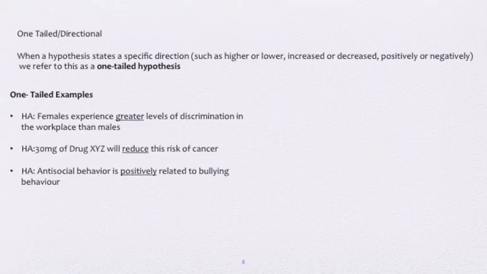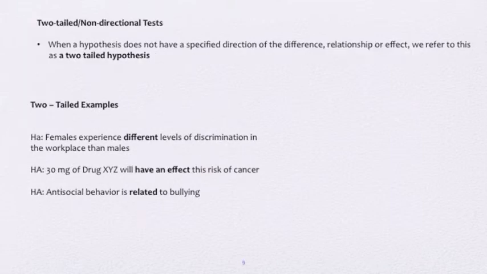When a hypothesis states a specific direction, such as high or low, we refer to this as a one-tailed hypothesis. Pause this review and check out the examples. When a hypothesis does not have a specific direction of difference, relationship, or effect, we refer to this as a two-tailed hypothesis. Pause this review and check out the examples.